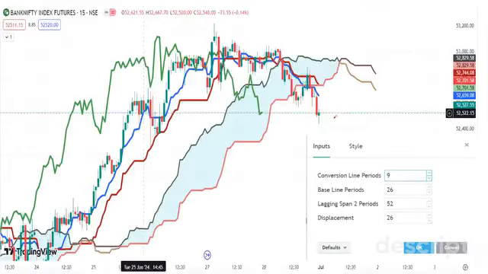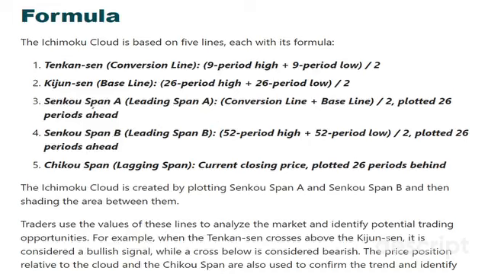Ichimoku has 5 lines. The first line is the Tenkan-sen line. It takes the high of 9 periods and the low of 9 periods, divided by 2. So this will be giving you a 26 period line. The first line, which will be a lagging indicator, will give you the trend and will be lagging behind 26 periods.